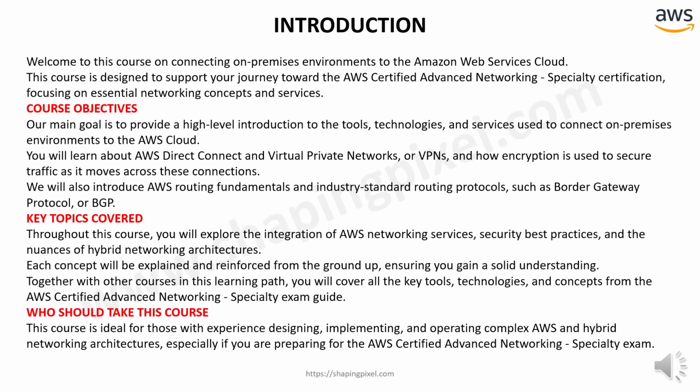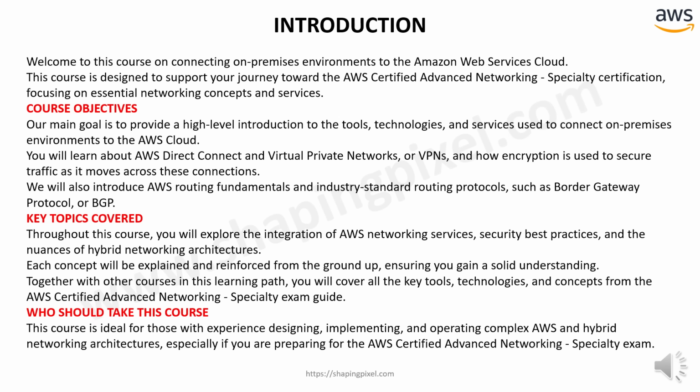Our main goal is to provide a high-level introduction to the tools, technologies, and services used to connect on-premises environments to the AWS cloud. You will learn about AWS Direct Connect and Virtual Private Networks, or VPNs, and how encryption is used to secure traffic as it moves across these connections. We will also introduce AWS routing fundamentals and industry-standard routing protocols, such as Border Gateway Protocol, or BGP.